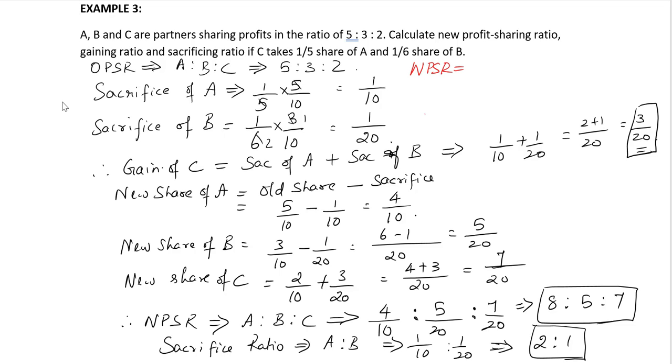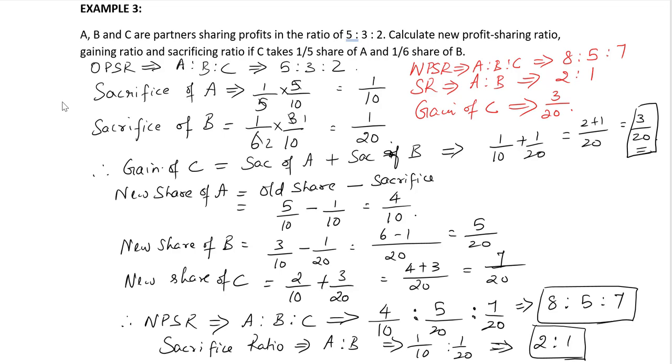NPSR between A, B and C is 8:5:7. Sacrifice ratio between A and B is equal to 2:1, and the gain of C is equal to 3 divided by 20. We'll continue the remaining examples in the upcoming video.